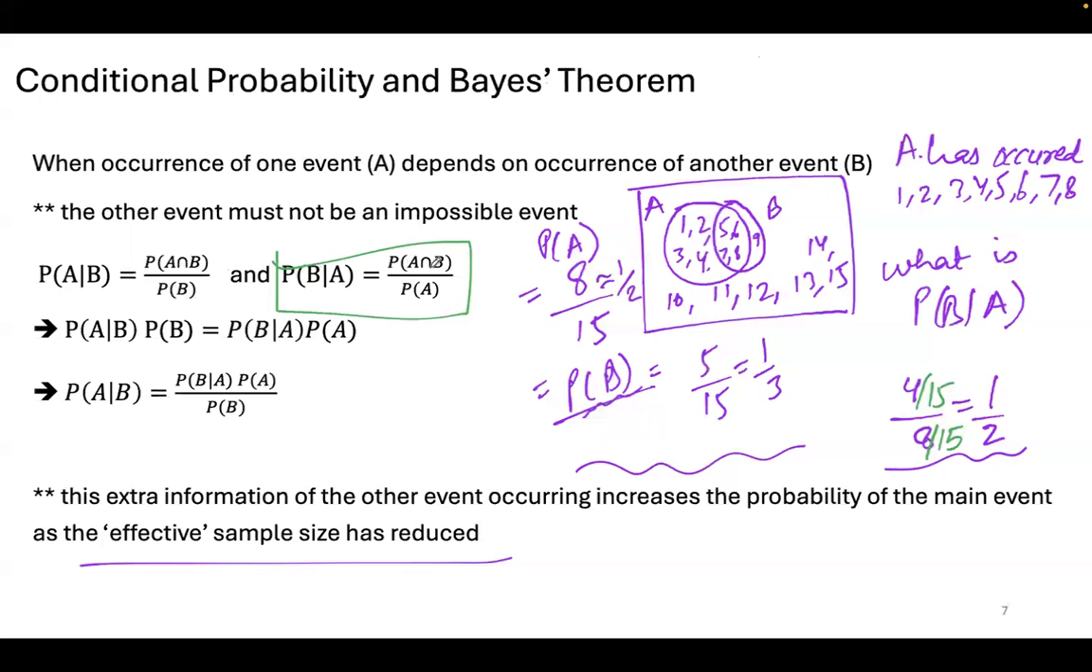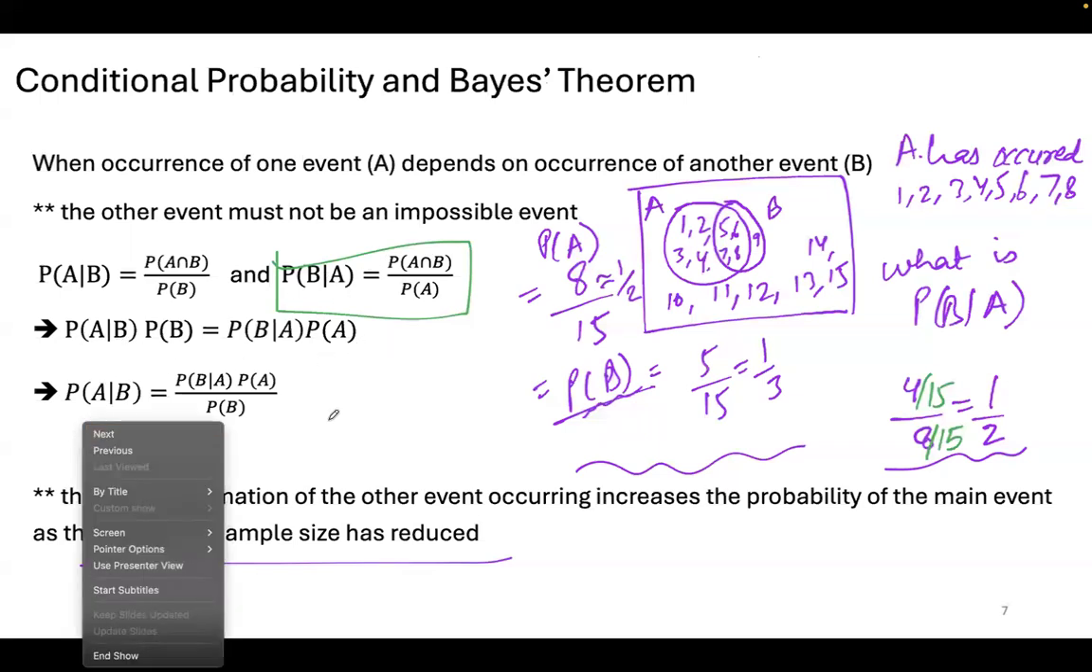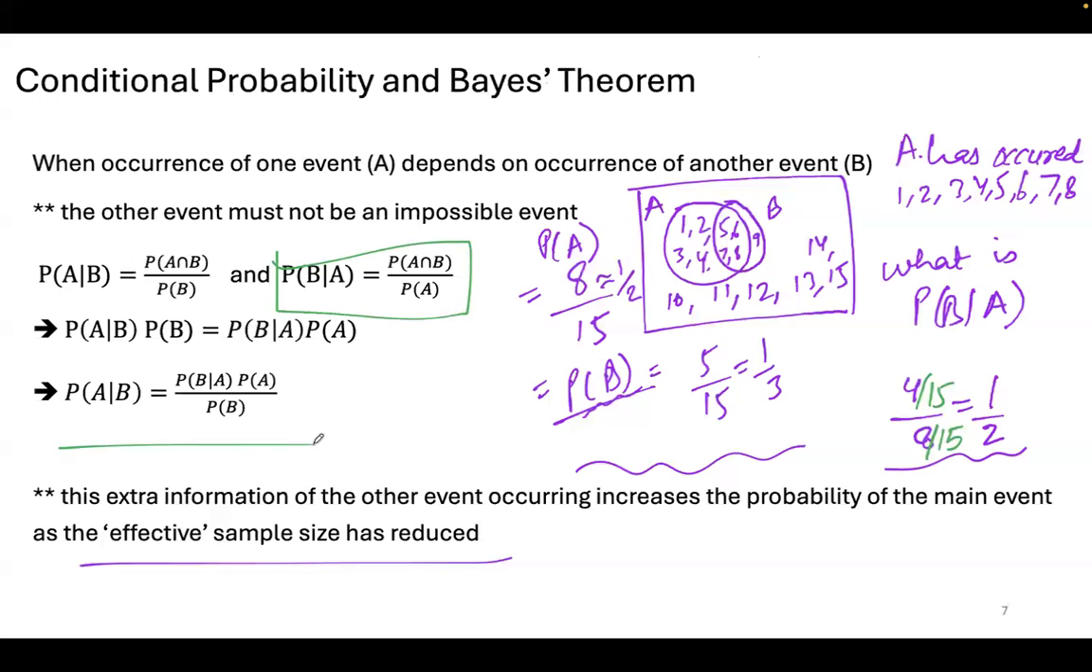So you can do a cross multiplication, you can equate these two cases. So A given B into B and B given A into A. You can equate these two. So you get this sort of a formula, which is not dealing with any intersections now.